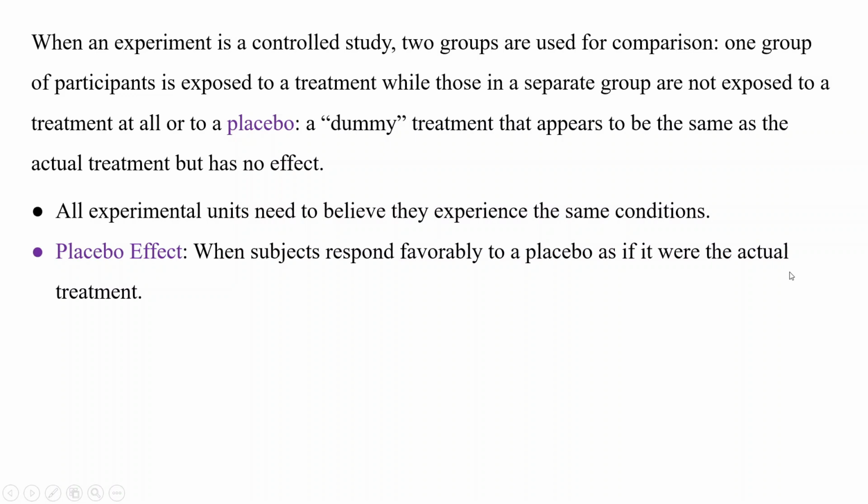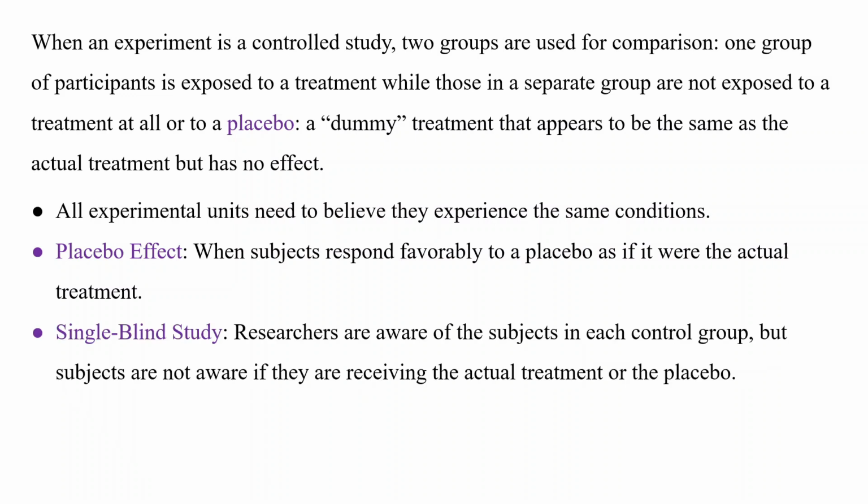So in order to help with the placebo effect, and to, again, control our experiment as much as possible, we also have 2 ways to describe a study: single blind and double blind. Now, a single blind study is when researchers are aware of the subjects and what treatments they are getting, but the subjects are not aware if they're receiving the actual treatment or placebo, right? And at the minimum, you want a single blind study. You don't want the subjects to necessarily know what treatment they're getting.